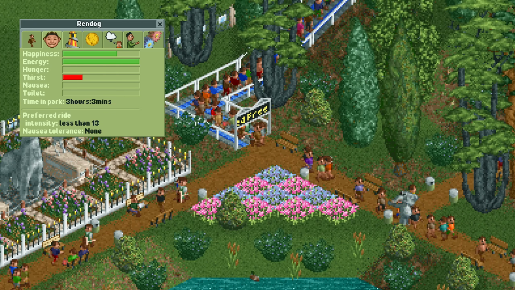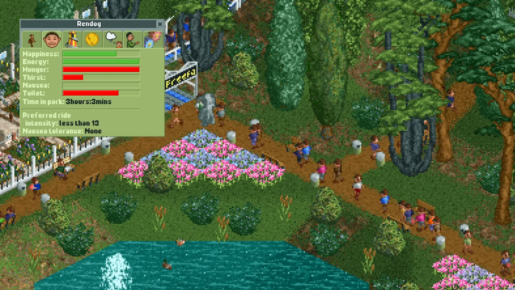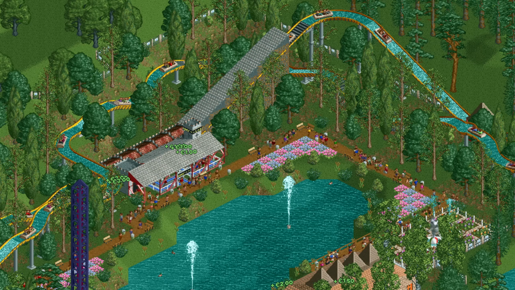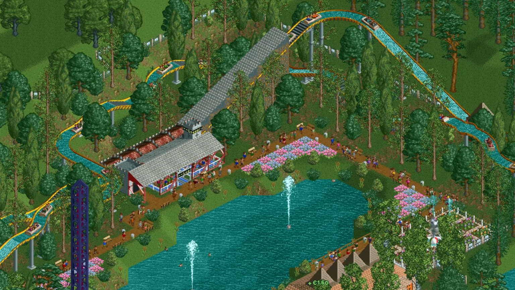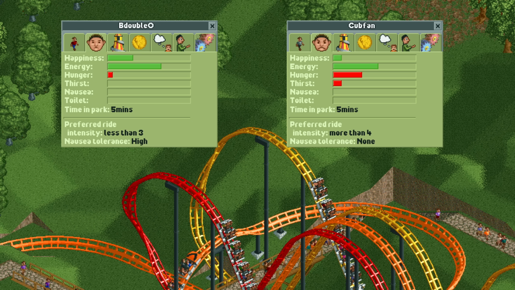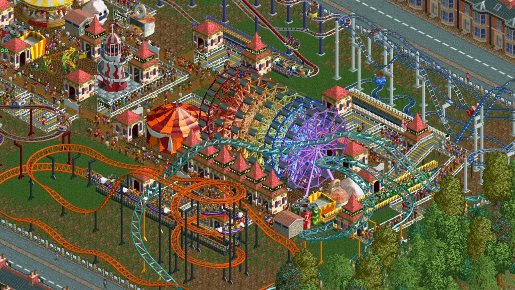It's really only that 12.5% of the guests with no nausea tolerance at all that are likely to not go on rides because they're too sickening. Interestingly, the intensity preference and nausea tolerance are completely independent from each other. A guest with a low intensity preference of less than 3 can still have a high nausea tolerance and the other way around. But of course it gets more complicated still.